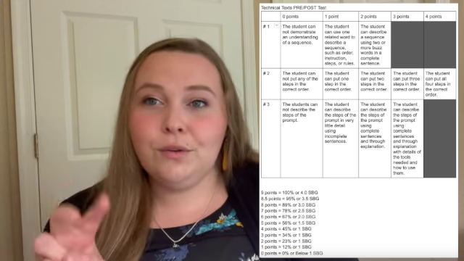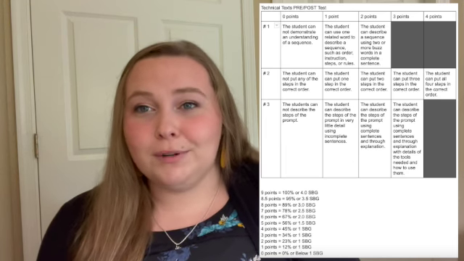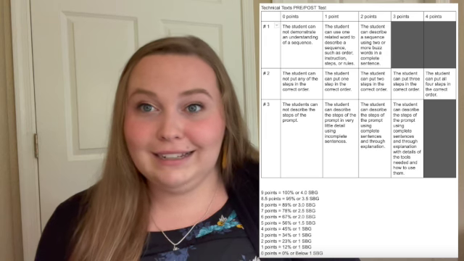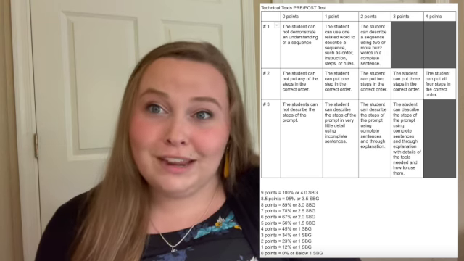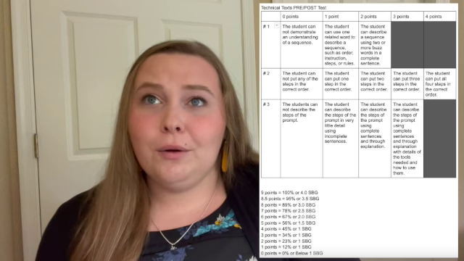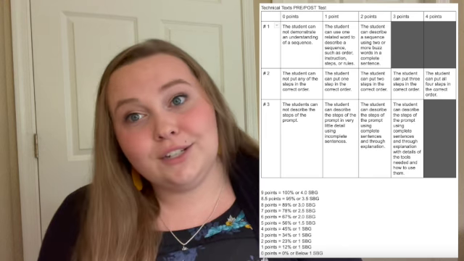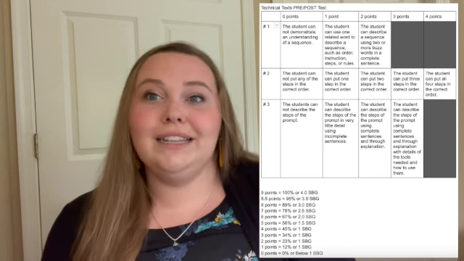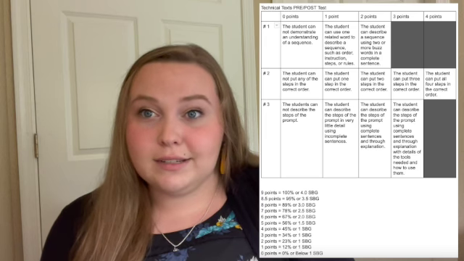For number 2, there is a possibility of 4 points. To get 4 points for number 2, the students must correctly label each of the 4 pictures. If they only label 3 of the pictures correctly, they get 3 points. If they only label 2 correctly, they get 2 points. If they only label 1 correct, they get 1. And if they don't label any of the pictures correctly, they get 0 points.